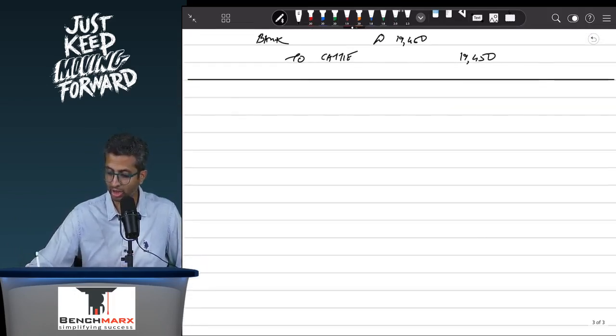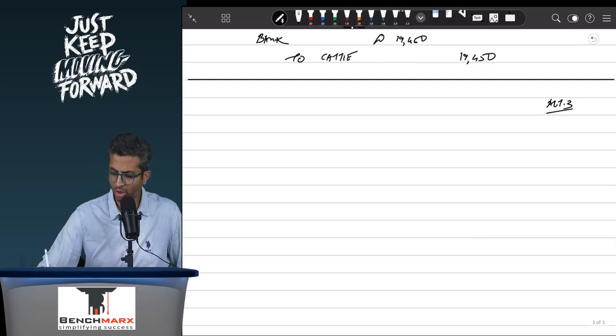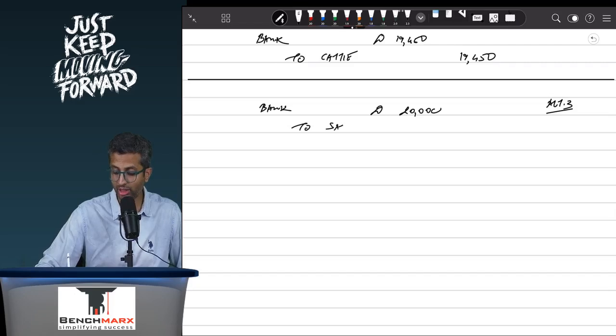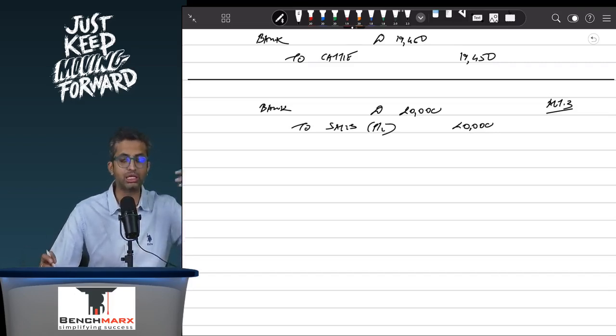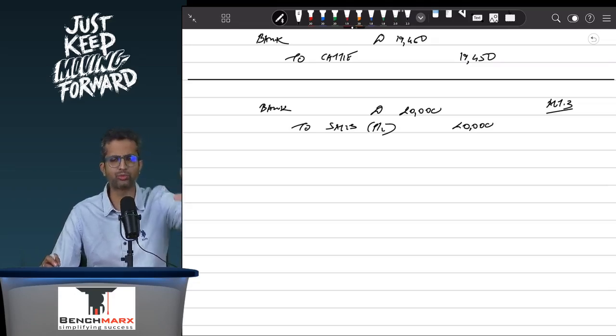So if I look at alternative 3 over here, alternative 3 would say that you will first book the sale. So your entry would be bank account debit, 20,000 rupees, on selling, to sales. This 20,000 worth of sales will go to the P&L. Further, you can either remeasure the cattle, get it up to 19,450 and then record, or you can directly show the cattle at 19,224 as well.